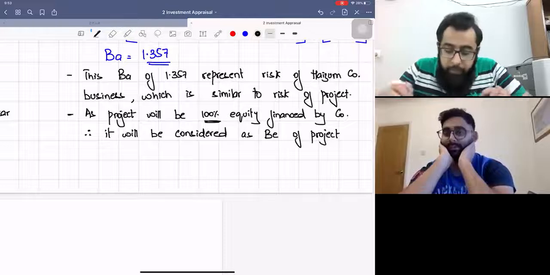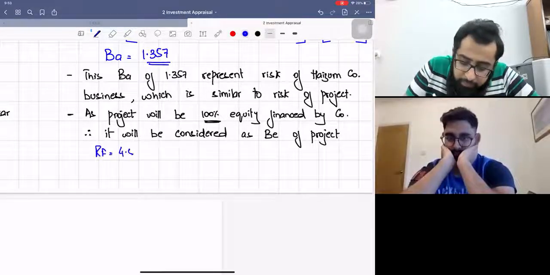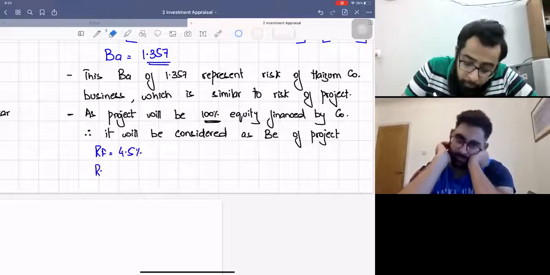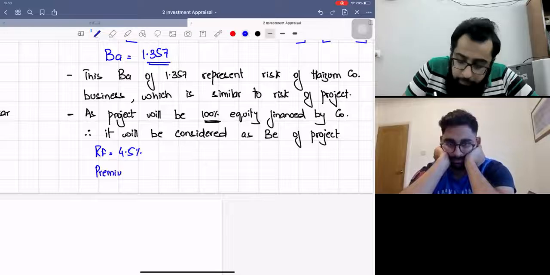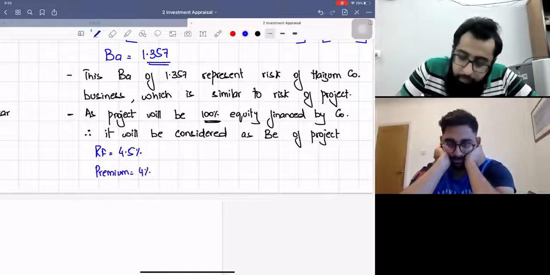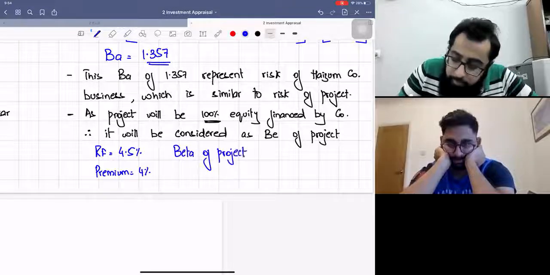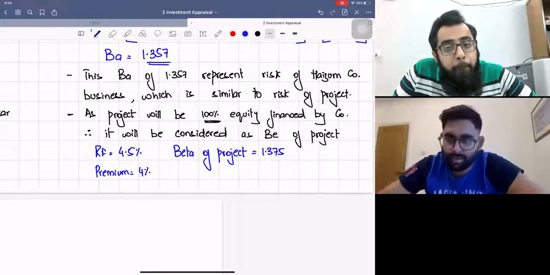Now, the risk-free rate was 4.5%. The market premium was 4%. And the beta of the project is 1.375. Can you calculate the required rate of return of the project?